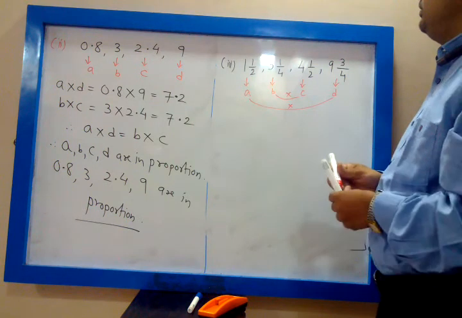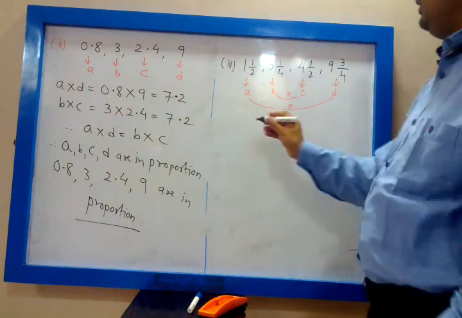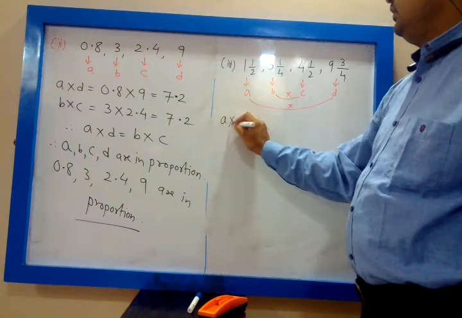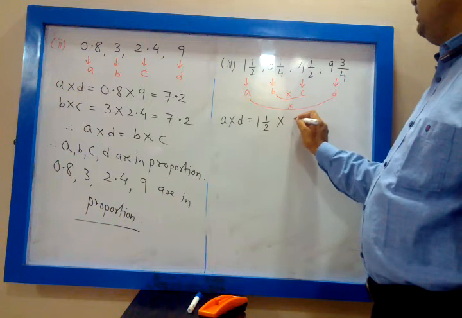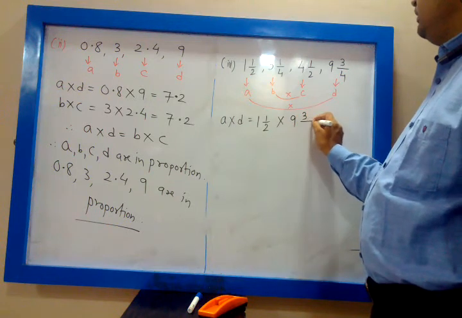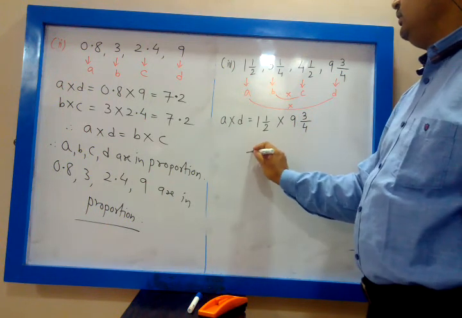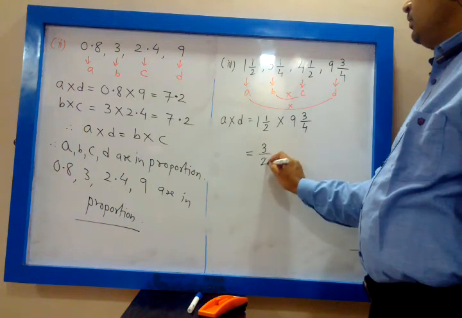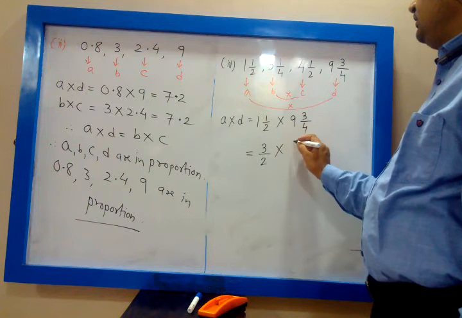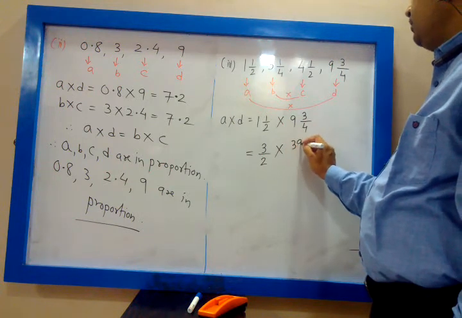Product of extreme is equal to product of means. So let us verify. A into D. A is 1 is to 1 by 2, multiplied with D, 9 is to 3 by 4. First you convert mixed fraction into improper fraction. 1 is to 1 by 2 is 3 by 2 multiplied with 9 4s are 36 plus 3, 39.